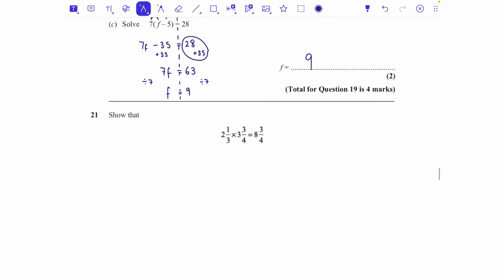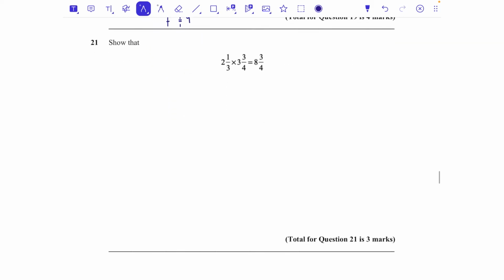Question number 21. Show that 2 1/3 times 3 3/4 equals 8 3/4. So when I show that question, you don't want to use the answer. We're going to do this and show that we get the same answer from our working. Okay, so 2 1/3 times 3 3/4. Let's start by making both of those fractions top heavy. To do that, you're going to do the big number times the bottom number, add on the top. Big times bottom, add on the top.